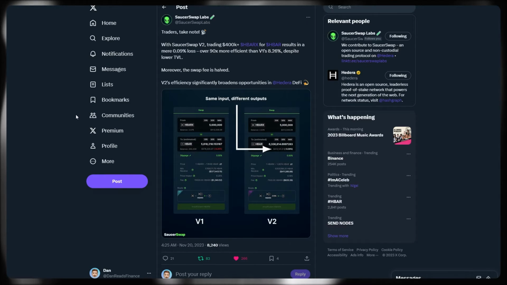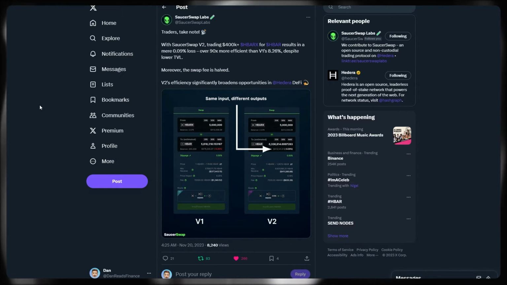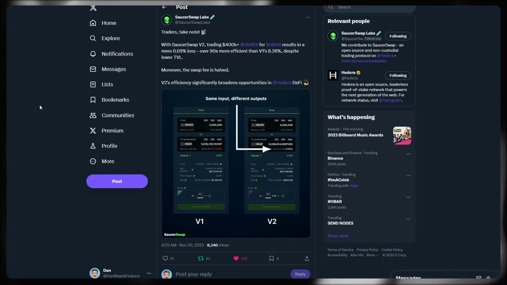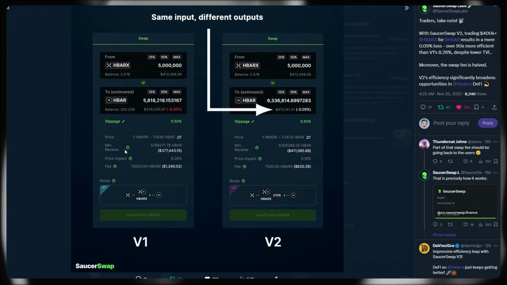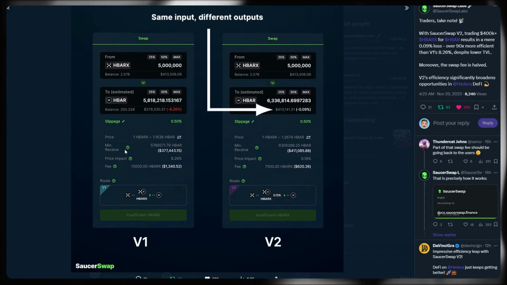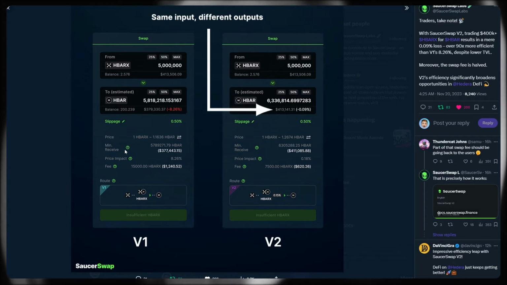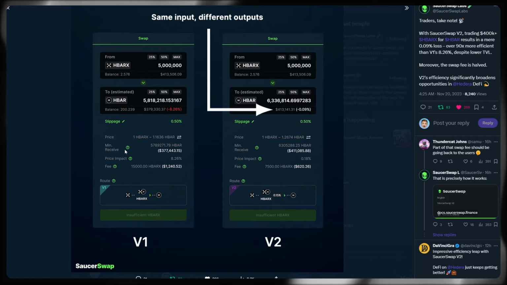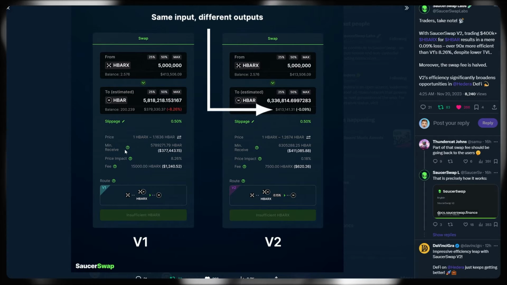Wanted to cover a little bit more in detail what this order of magnitude for reduced swaps means. Even if you don't want to provide liquidity, one of the biggest improvements you will see from v2 going live, and why I was making such a fuss about it, is this improved capital efficiency. With SaucerSwap v2, trading something like 400,000 US dollars worth of hbarX for hbar in this sort of case would result in a 0.09% loss, which is over 90 times more efficient than v1's 8.26% loss, despite the fact you've got a lower TVL in that v2 pool. The v2 efficiency is significantly improved and it broadens opportunities in Hedera's DeFi.